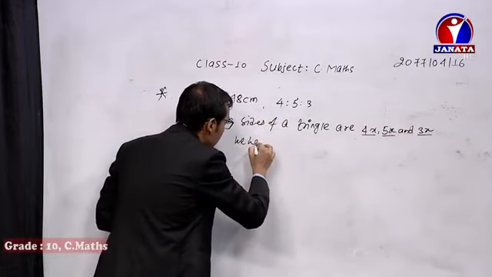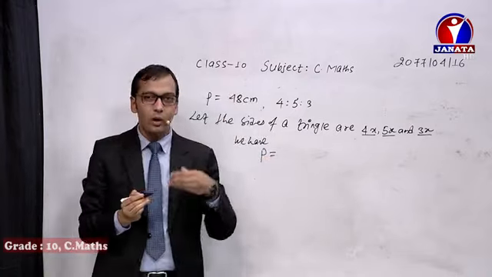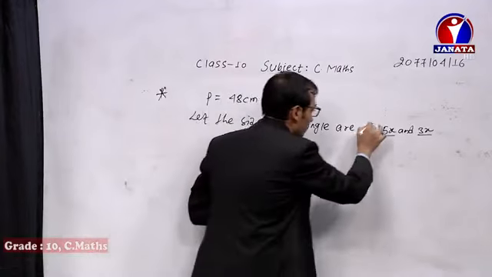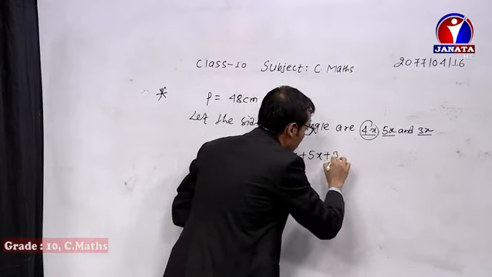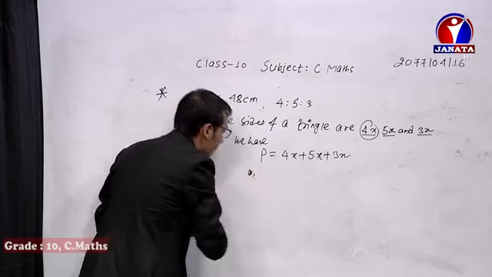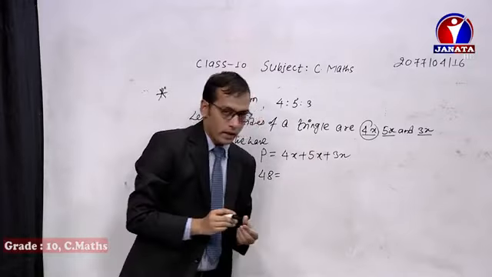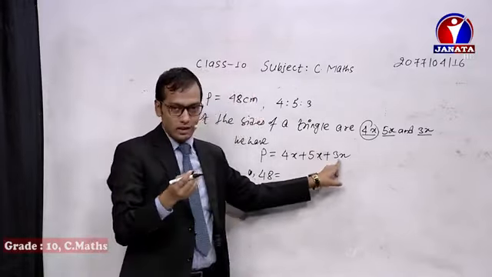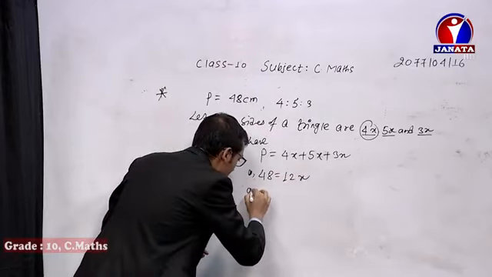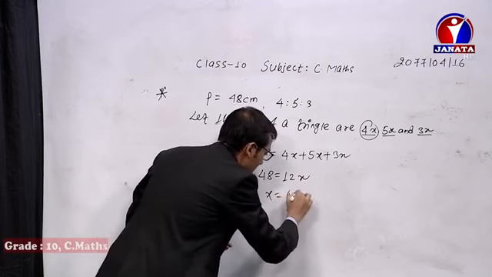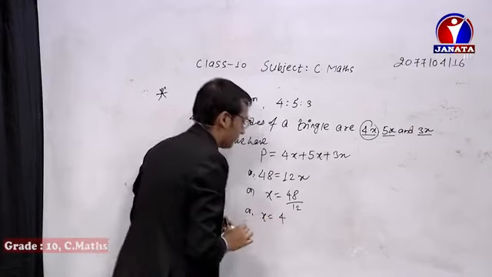We have perimeter of a triangle is the sum of all sides, meaning three sides. So let's add these three sides, 4x plus 5x plus 3x. So what is the value of perimeter? It's 48, which is equal to the sum of this. 5 plus 3 is 8, plus 4 is 12x, or we have x is 48 over 12, or x is 4.